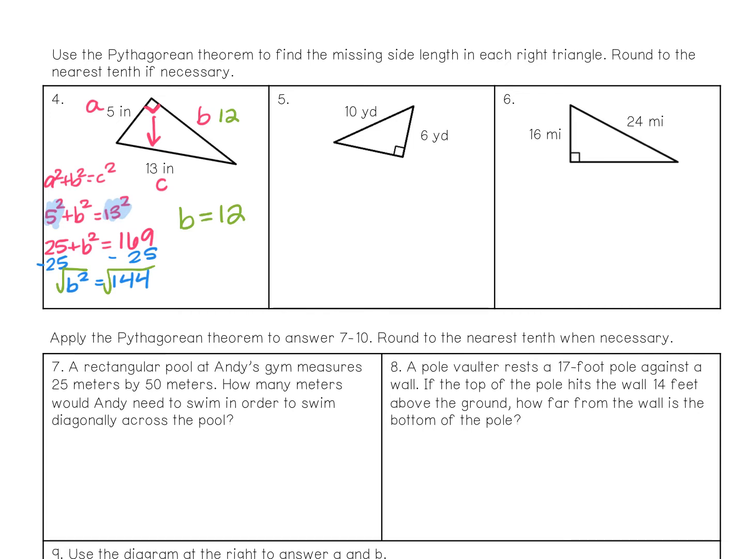Now I want you to give example 5 and 6 a go on your own. Remember that you can use a calculator, you can turn to a neighbor if necessary, and to round to the nearest tenth if you get a decimal answer.